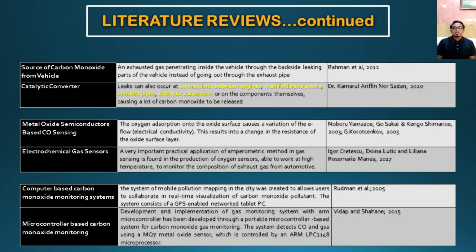Next, source of carbon monoxide from vehicles. Exhaust gas penetrates inside the vehicle through the backside leaking part of the vehicle instead of going out through the exhaust pipe. Then, catalytic converter. Leaks can also occur at the connection between the engine, manifold, exhaust pipe, catalytic converter, or on the components themselves, causing a lot of carbon monoxide to be released.